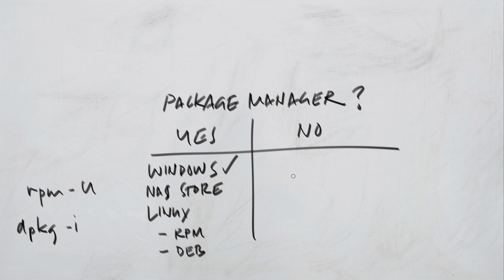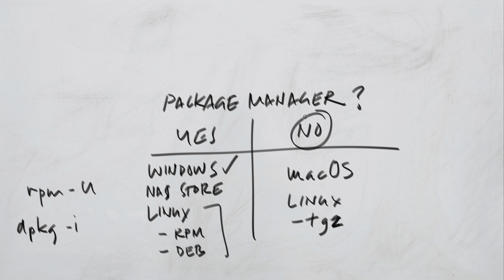On the other side, where package managers aren't used, this is basically going to be macOS. So macOS doesn't use a package manager to install ArchiWare. And also, if you installed on Linux via a TGZ file, which doesn't use a package manager, you're just basically expanding the product in a directory, then again, you didn't use a package manager.